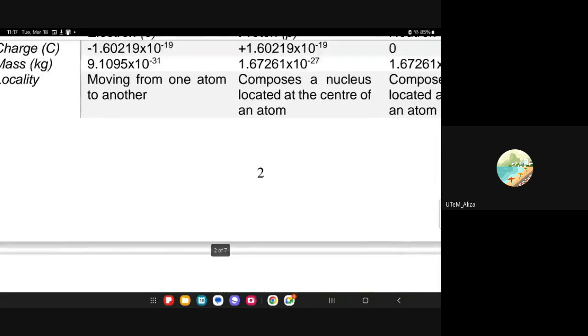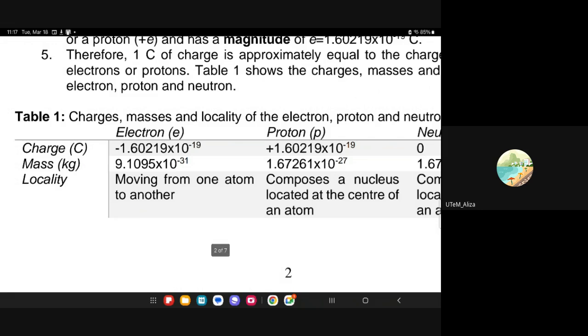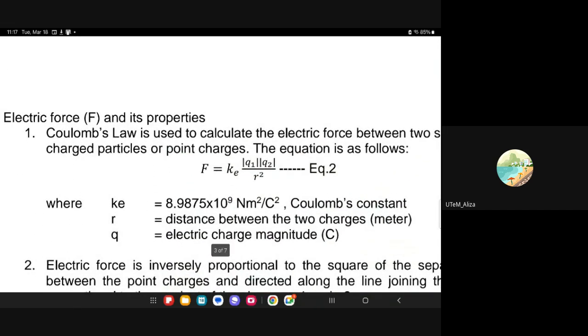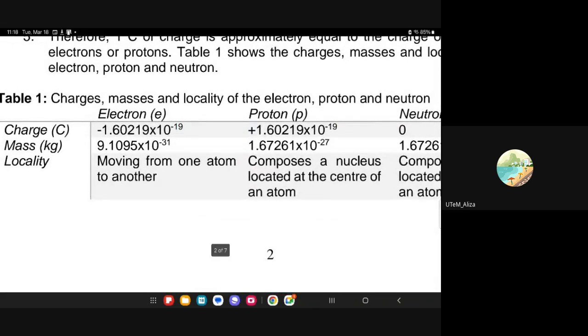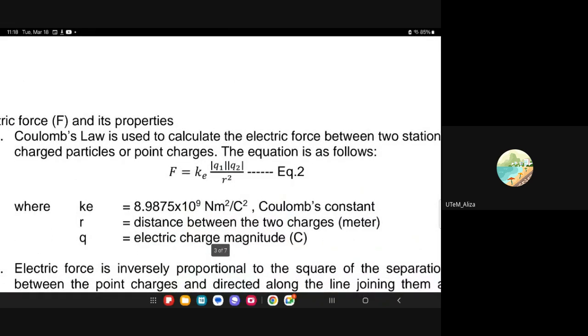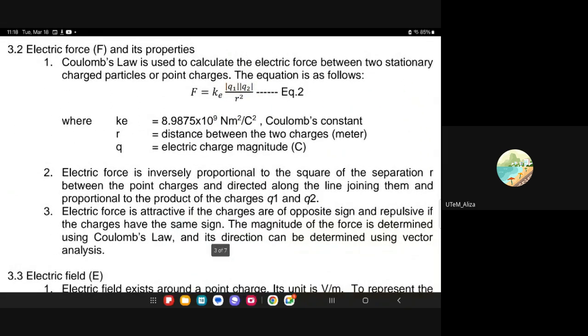From the table before, the value of an electron is negative 1.602 times 10 to the power of negative 19. So that is one electron's value. Meaning if you have a charge Q, it can be a multiple of electrons, multiple of protons, and so on. We will see those later when you go deeper into the first part of this lab one.